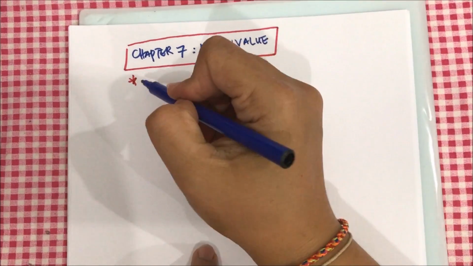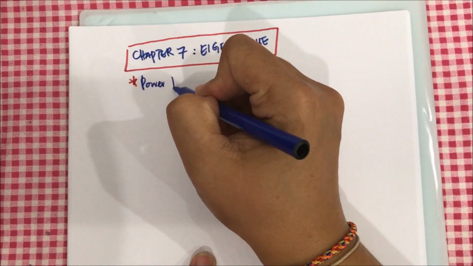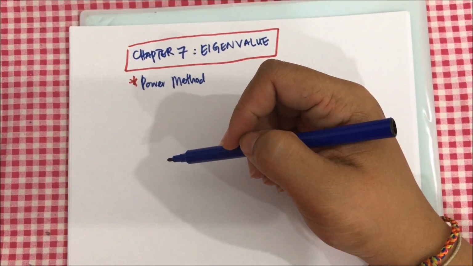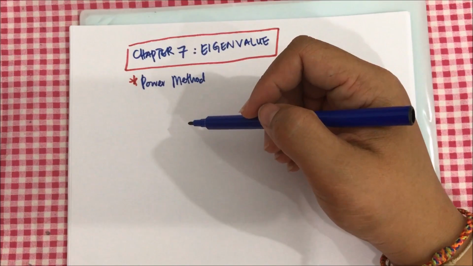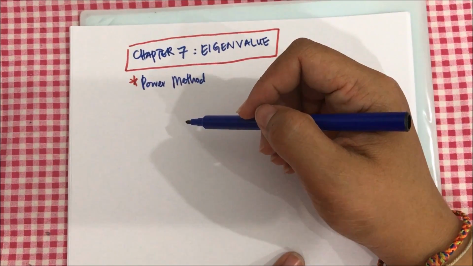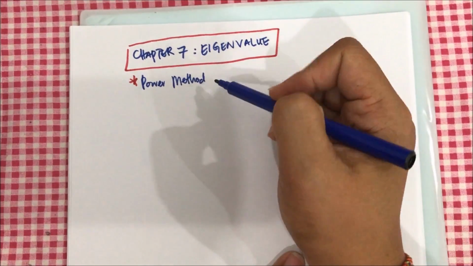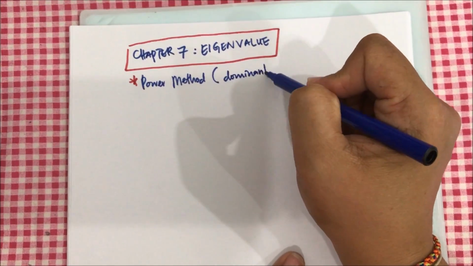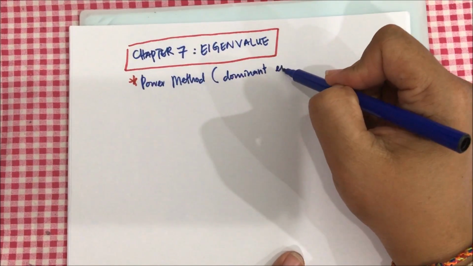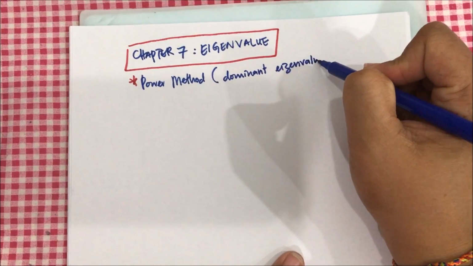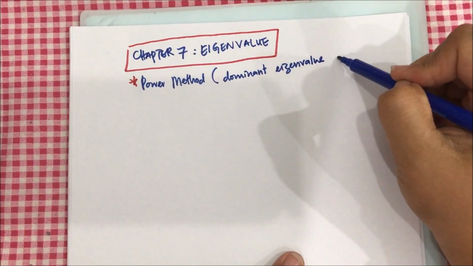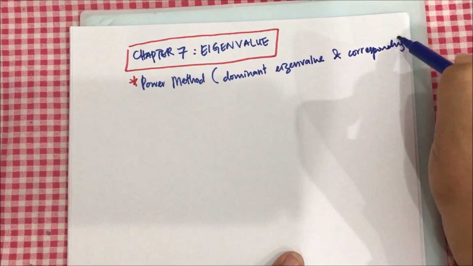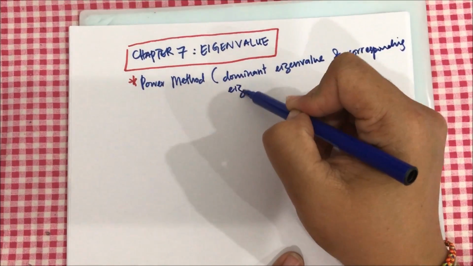The first method is the power method. We can say the power method, in terms of engineering, is a numerical iteration method. We are going to find the dominant, that means the largest eigenvalue, the dominant eigenvalue, and its corresponding eigenvector.